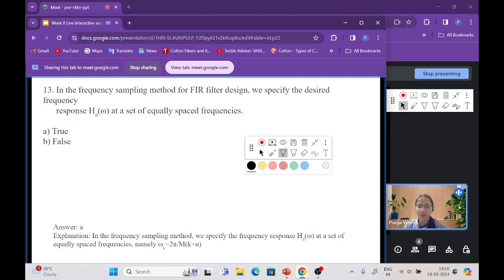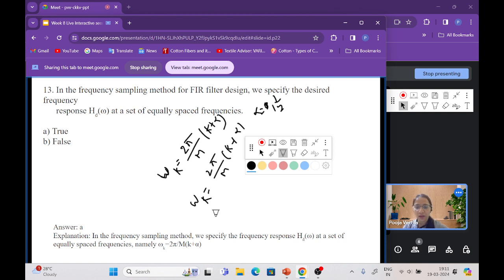In the frequency sampling method, you have seen that we specify the frequency response H_d(omega) at a set of equally spaced frequencies, that is omega_k equal to 2 pi by M times (k plus alpha). So we put the frequencies in this order. Alpha can be 0 or 1 by 2 or any other value also, and k varies from 0 to M minus 1. So this is true. In the frequency sampling method for FIR filter design, we specify the desired frequency response at a set of equally spaced frequencies. That is true.